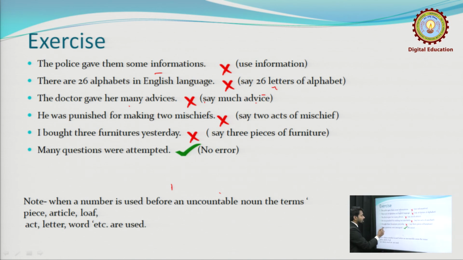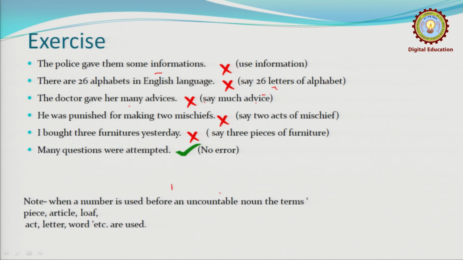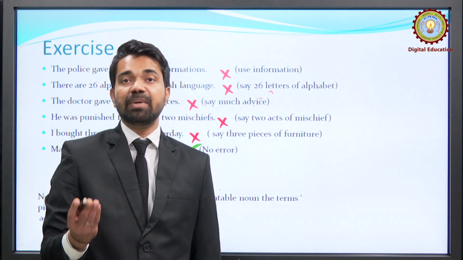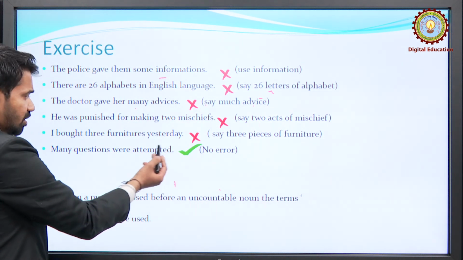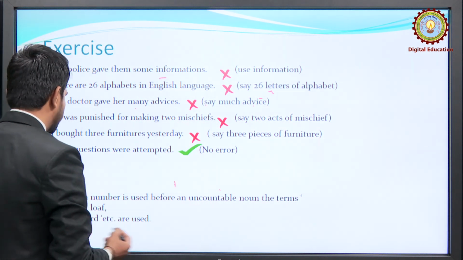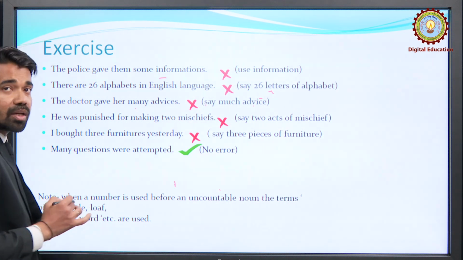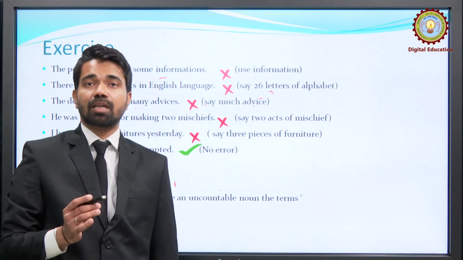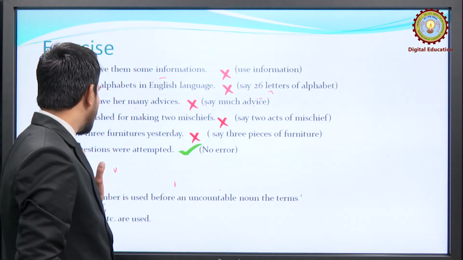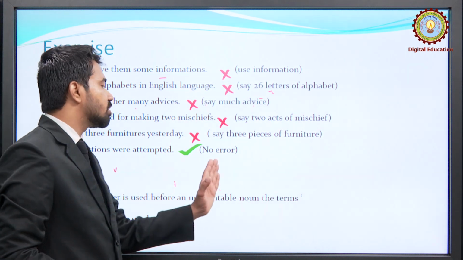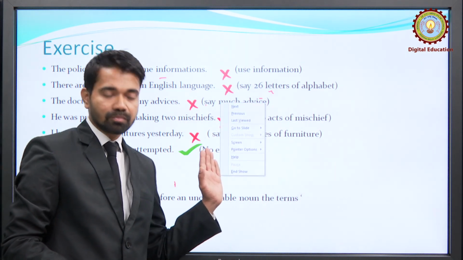Now the next, I bought 3 furnitures yesterday. You cannot say 3 furnitures. So what is the term we have to use here? Pieces. 3 pieces of furniture yesterday. Next, many questions were attempted. Are questions countable or uncountable? Yes, this is countable. So many is correct here. Many questions were attempted. So that's why there is no error.